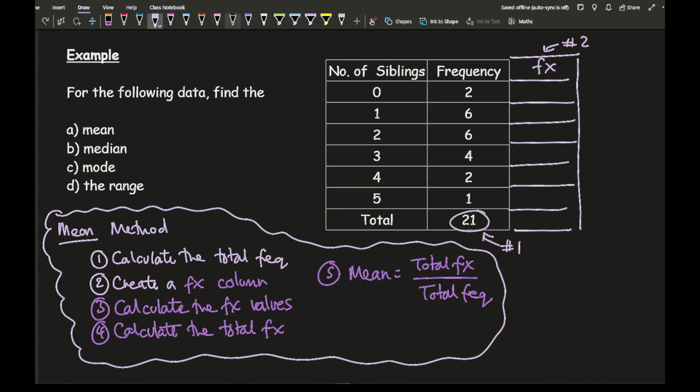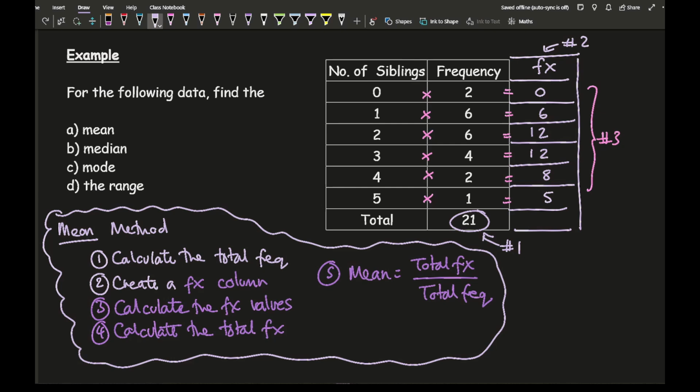Then we need to calculate our fx values for step 3. To create our fx values, all we need to do is multiply the numbers in the first column by the numbers in the second column. So here I'm going to do 0 times 2, which is 0, 1 times 6, which is 6, 2 times 6, which is 12, 3 times 4, which is 12, 4 times 2, which is 8, and 5 times 1, which is 5. Now again, this could be on a calculator paper, it could also be on a non-calculator paper.